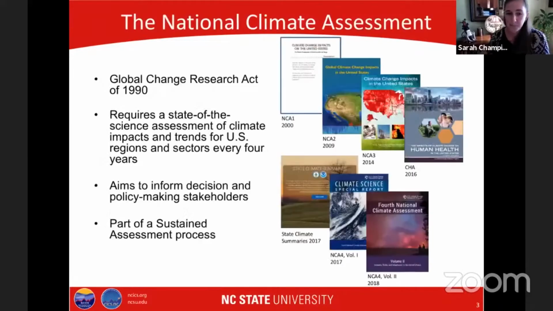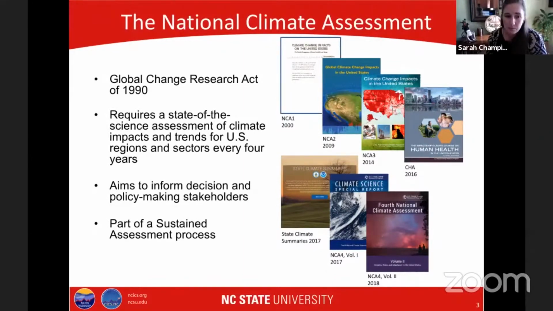Next slide. So the National Climate Assessment, or NCA for short, is mandated by the Global Change Research Act of 1990, which says that every 4 years, our government will produce a state of the science assessment of climate impacts across US sectors and regions with the purpose of informing decision and policymakers along with the general public. These national reports date back to the year 2000, and we've produced 4 to date. The establishment of the sustained assessment process in 2014 provided a mechanism to also produce interim, smaller, and more topically focused assessments, which will also serve as foundational content into the next national assessment.